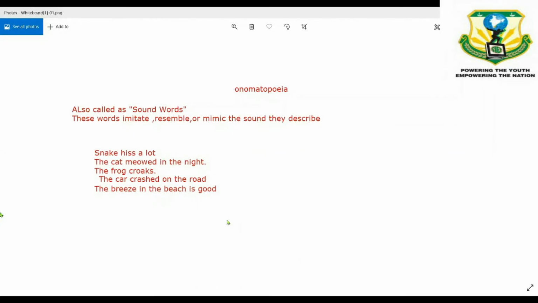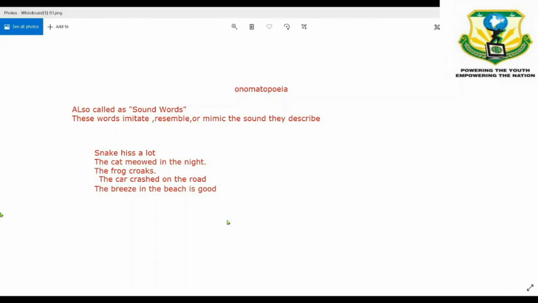For example, what will be the sound of the snake? It will be hiss. So the verb used to refer to the sound is hissing. Snakes hiss a lot. The cat meowed in the night. Meow is a sound made by a cat, and that word which refers to the sound of the thing they describe is called onomatopoeia. The frog croaks.